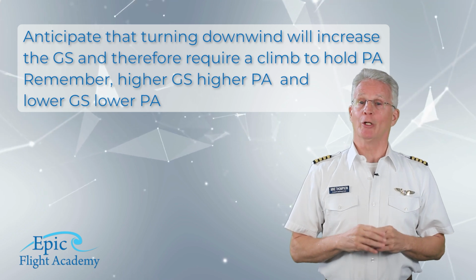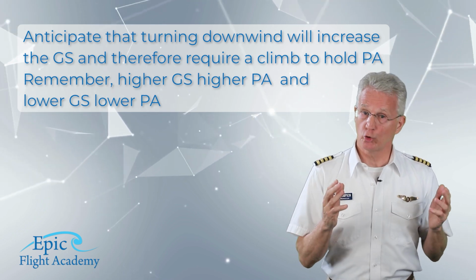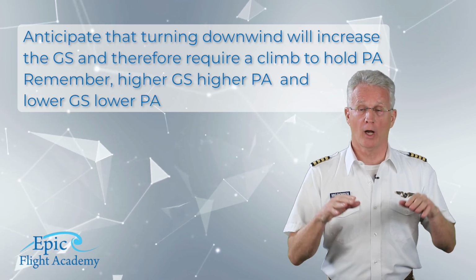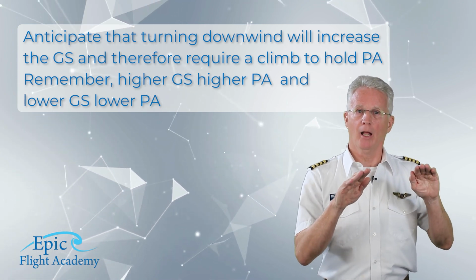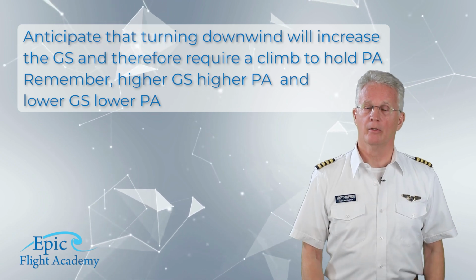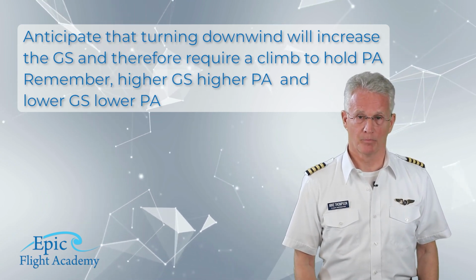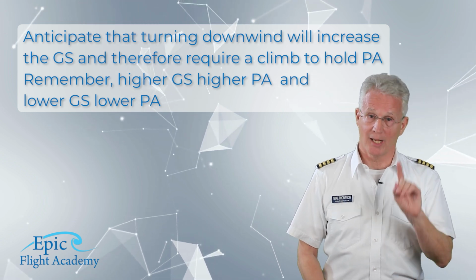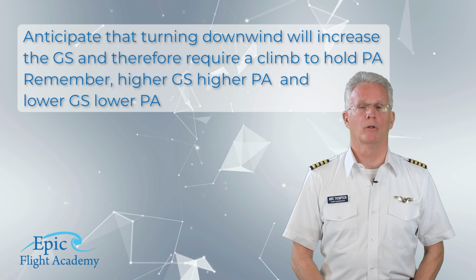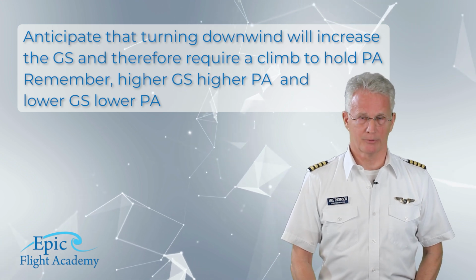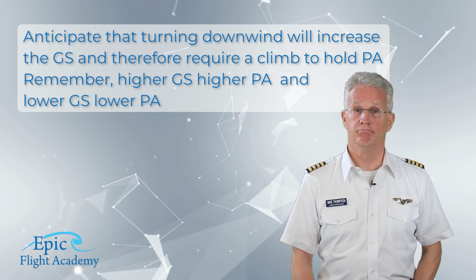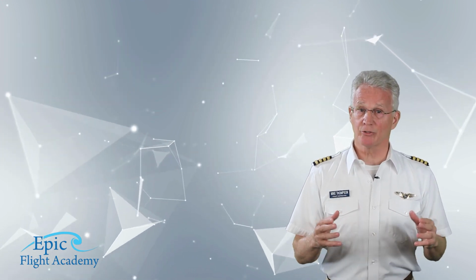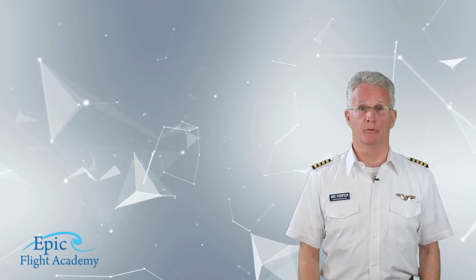Anticipate that turning downwind will increase the ground speed and therefore require a slight climb to hold pivotal altitude. Remember, higher ground speed, higher pivotal altitude, and lower ground speed, lower pivotal altitude. At this point, you have begun to master flying at pivotal altitude.